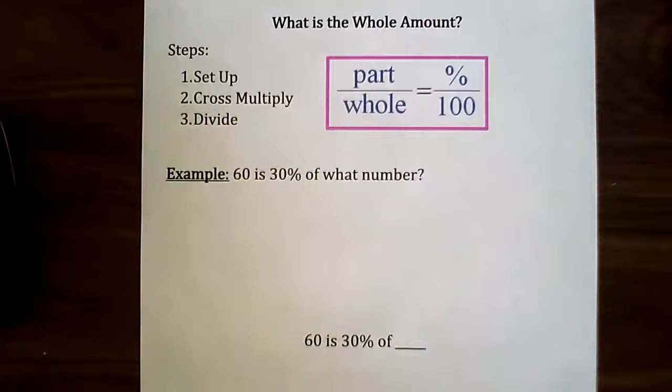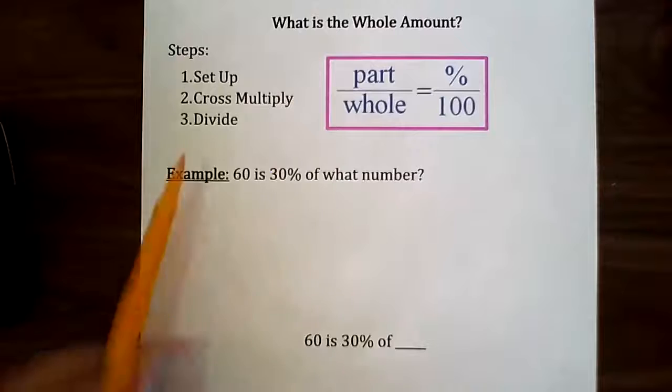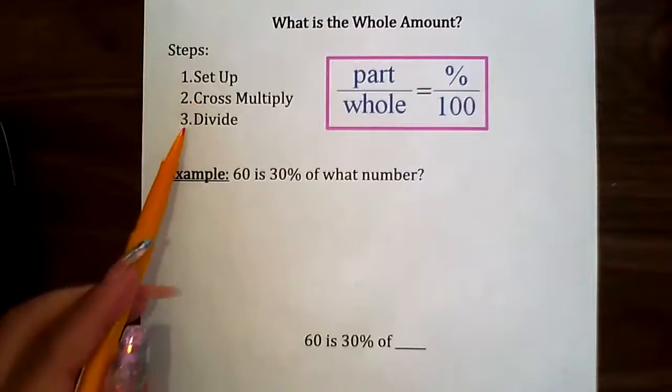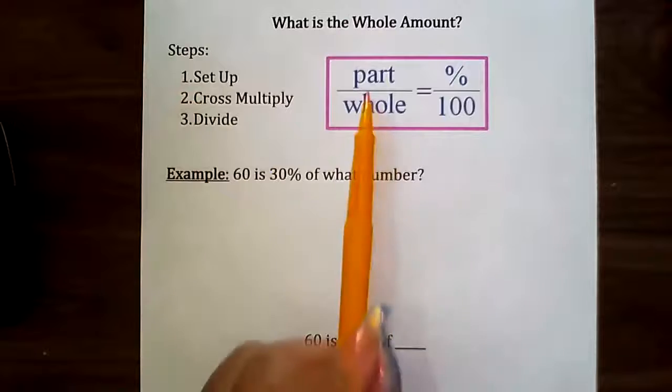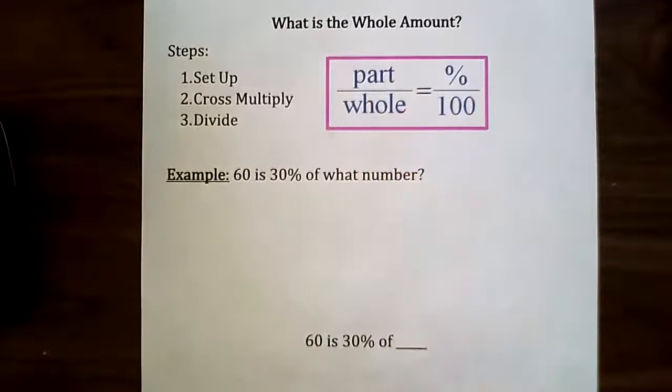But no matter what piece we're finding, our proportion is going to be solved using the same steps. We're going to set it up, cross multiply, and then divide. Again, the steps never change, no matter what piece you might be looking for. So let's look at our example. 60 is 30% of what number?